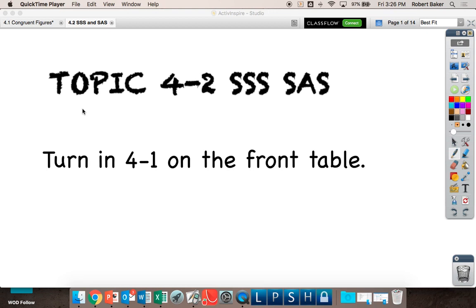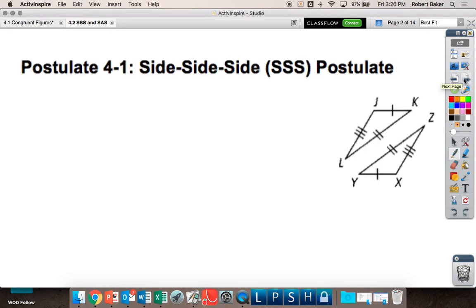So the first thing you're supposed to write down is the side postulate. The side postulate says 3 pairs of congruent sides. So if you have 2 shapes that have 3 pairs of congruent sides, they are geometrically defined as congruent. Allow me to give you an example.